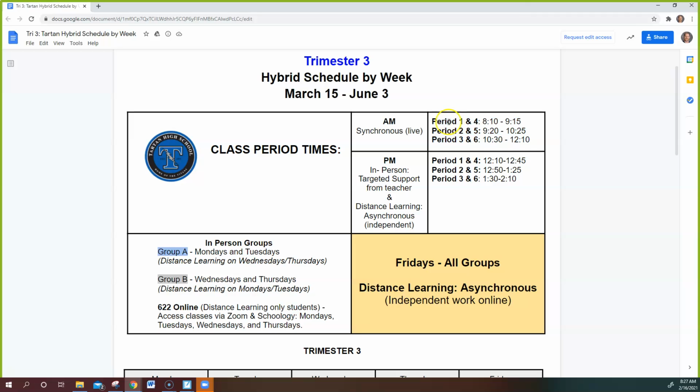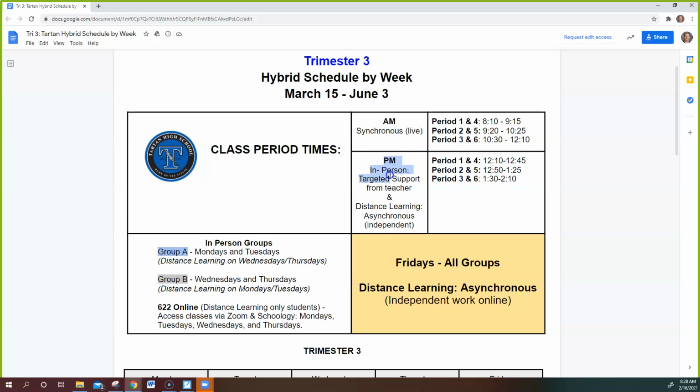Now we're going to go from hours 1, 2, 3, and hour 1 is going to start obviously at 8:10 in the morning, then hour 2, then hour 3, and the next day would be hours 4, 5, 6. So there's a switch in which hours you have linked together. I don't know if that's a good thing or bad thing. It depends on your schedule. And that's in the morning. That's synchronous, so everybody would be with us either in the classroom or on Zoom.